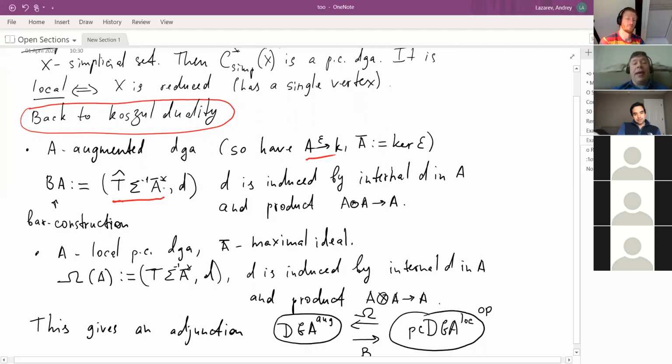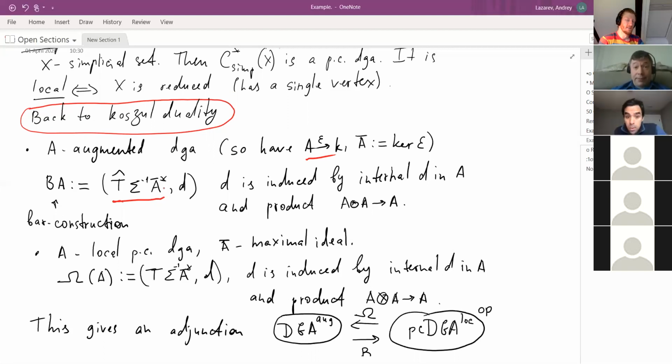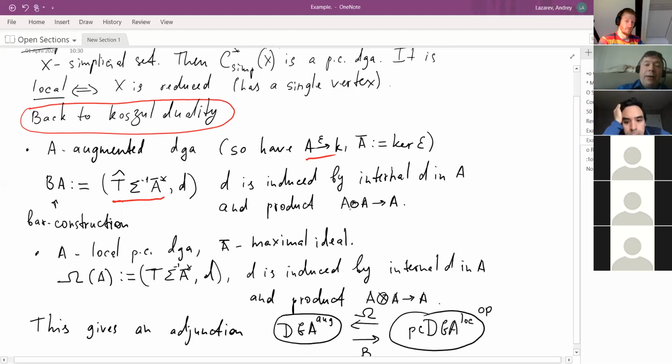Okay, so I take A bar, I take its dual, I take its desuspension, I take the tensor algebra over it, and I complete it. Complete in the usual way, so that instead of having non-commutative polynomials, I have non-commutative power series. And then there is a certain differential D, which is induced by the internal differential on A and the product map, A tensor A into A.